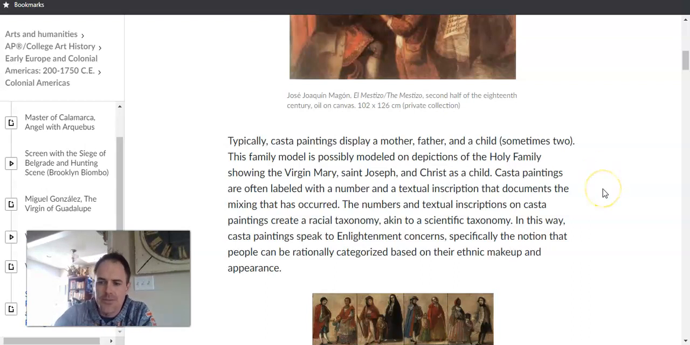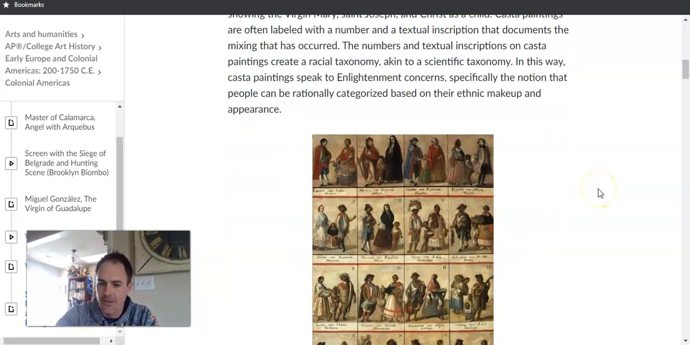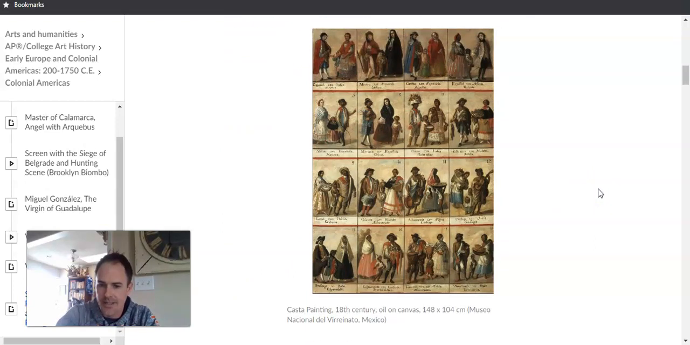"The numbers and textual inscriptions on casta paintings create a racial taxonomy, akin to a scientific taxonomy." Right? You studied this in biology: kingdom, phylum, class, order, family, genus, species. "In this way, casta paintings speak to Enlightenment concerns, specifically the notion that people can be rationally categorized based on their ethnic makeup and appearance," which we now know to not be true, not accurate. But at the time, people were trying to sort different groups of people based on their appearance. And you see that in these casta paintings.